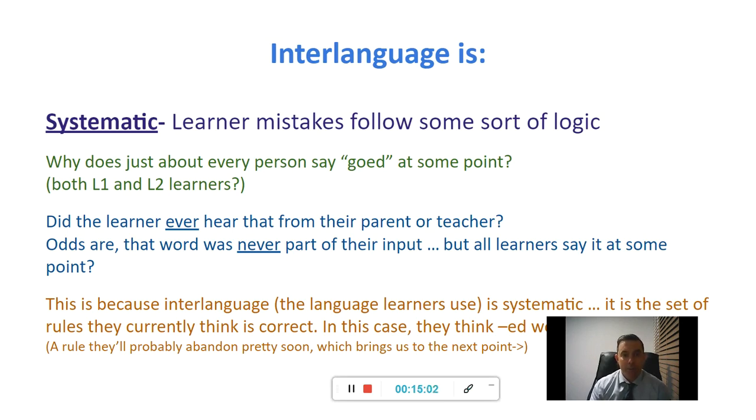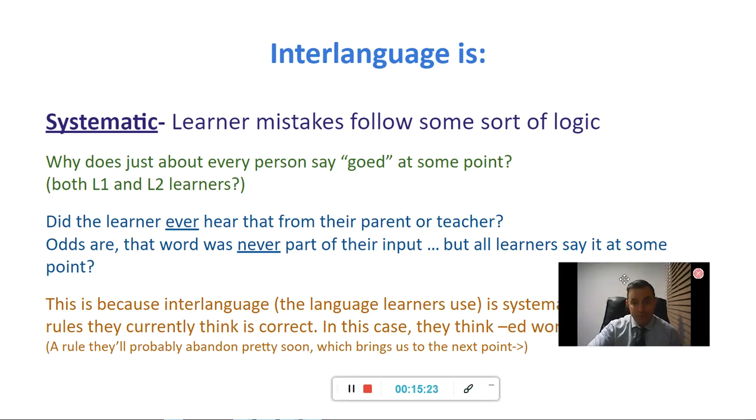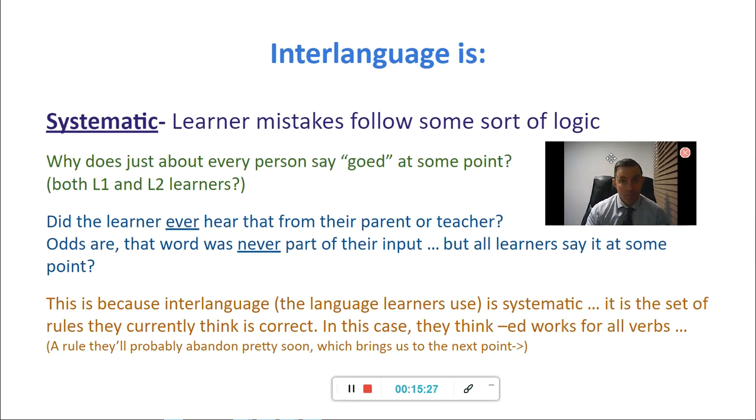Why does just about every person say goed at some point? Why is that? Is it something the learner heard somewhere from a parent or a teacher? Probably not. But all learners say it at some point. And so what does that tell us? It tells us that their interlanguage is telling them to make a past tense, you add ed. And so they're kind of overgeneralizing that rule. So it's a set of rules that they currently think are the right set of rules. Like ed works for all verbs. And they will probably abandon that rule pretty soon, or eventually, which brings us to the next point.